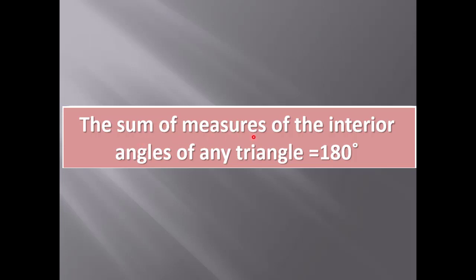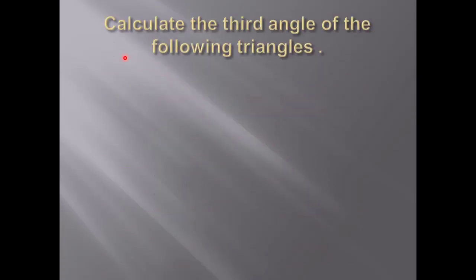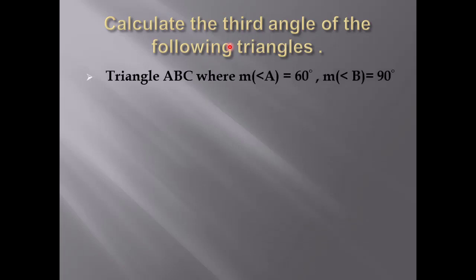The summation of measure of interior angles of any triangle is 180. If you add the three angles together, the result will be 180 degrees. How can we calculate the third angle of any triangle? For example, if you have a triangle, the measure of angle A is 60 degrees and the measure of angle B is 90 degrees. At first the type of this triangle according to angles is right angle, because we have right angle here is 90 degrees. So this triangle is right angle triangle.